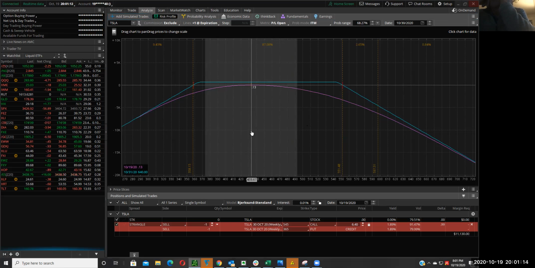I'm kind of liking it. It's one of my favorites, strangles. Now, the danger, you can't have too many of these guys on, because if the market crashes, it'll start hitting this put, and then you got to do something. Either you got to have enough money to buy 100 shares or you close it. So you don't want to put a ton of strangles on in an account. You don't want to overdo it.